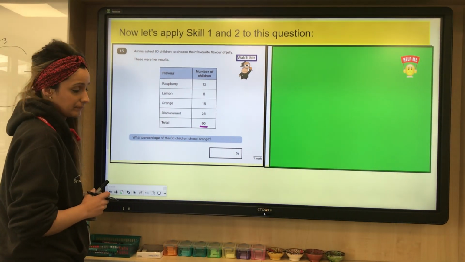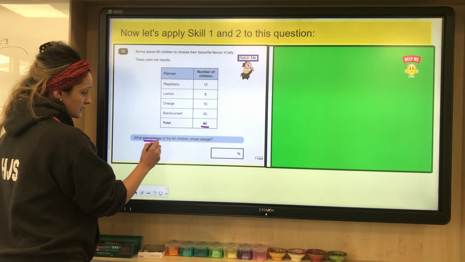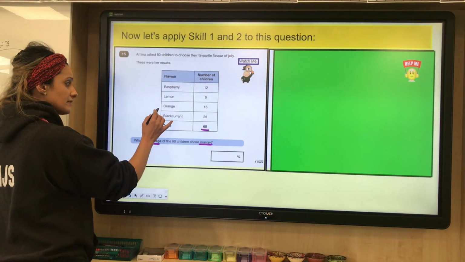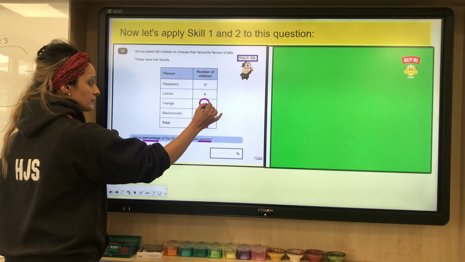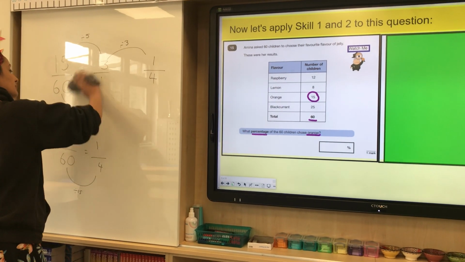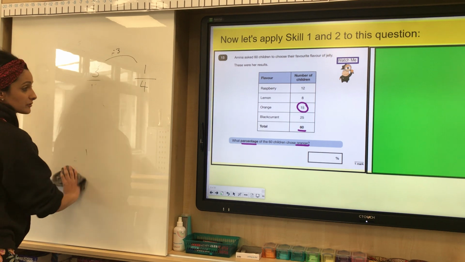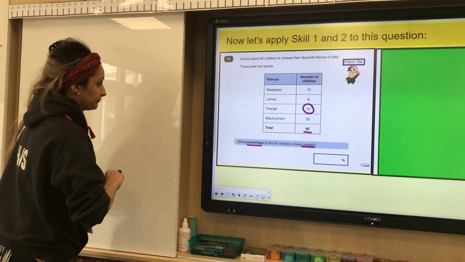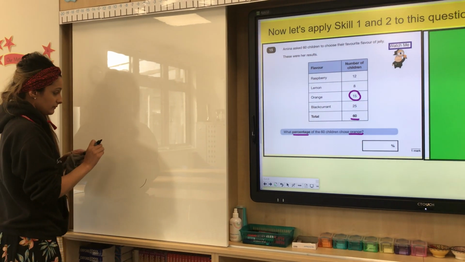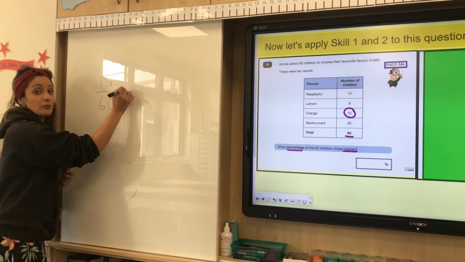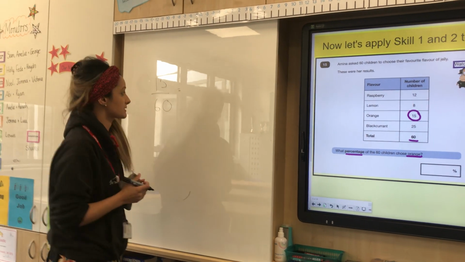There were 60. They're asking me for a percentage, and they're asking me which chose orange. So I have to have a look over at orange, and there were 15 children. First of all, I'm going to put the information about the total number of children and how many children chose oranges into a fraction, which would be 15 over 60, which is what we looked at earlier, if you can remember from the skill before.